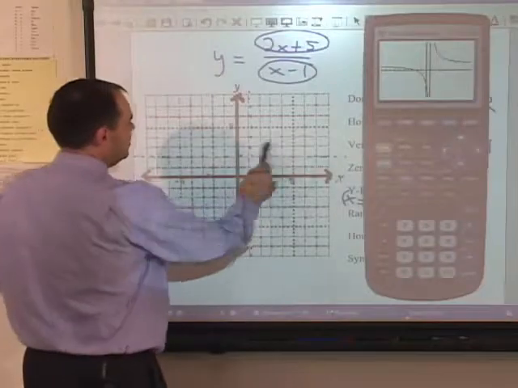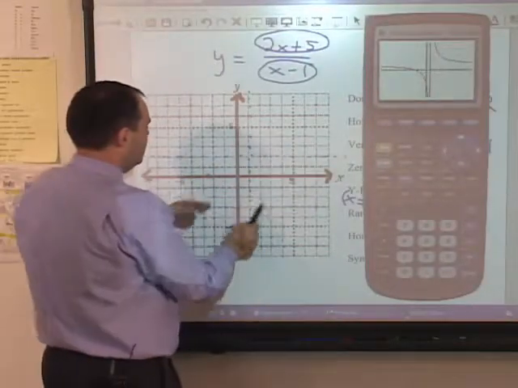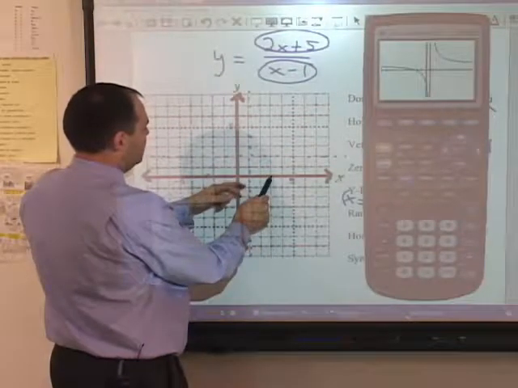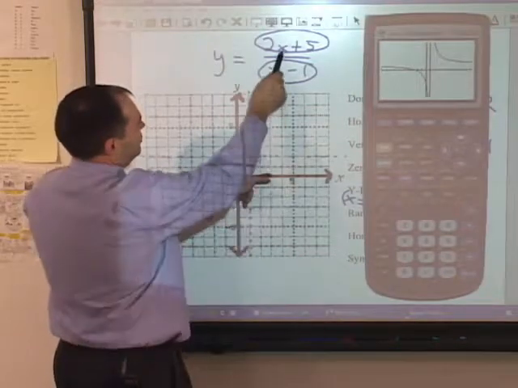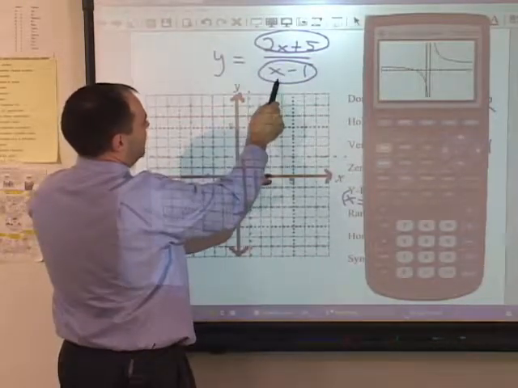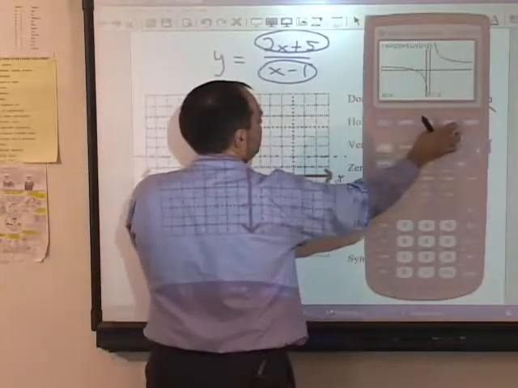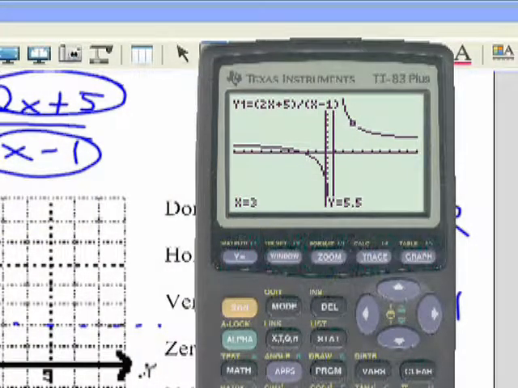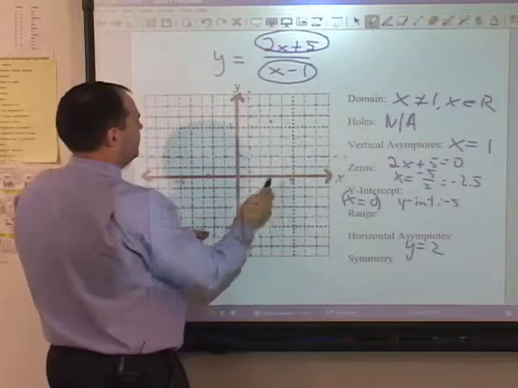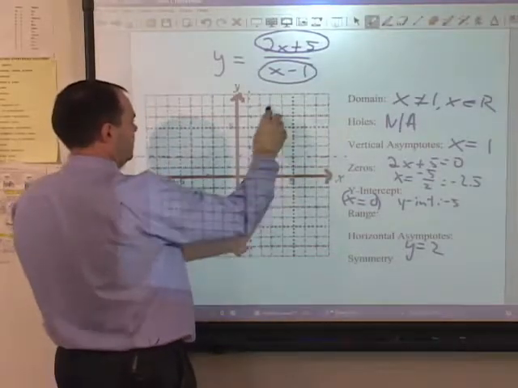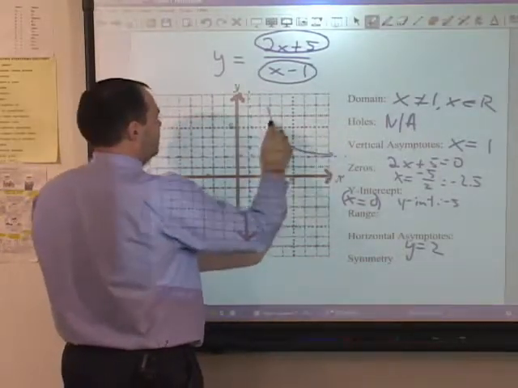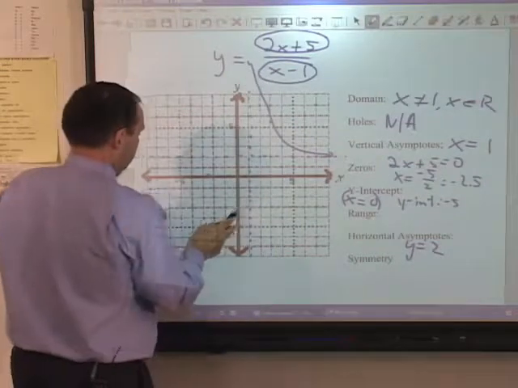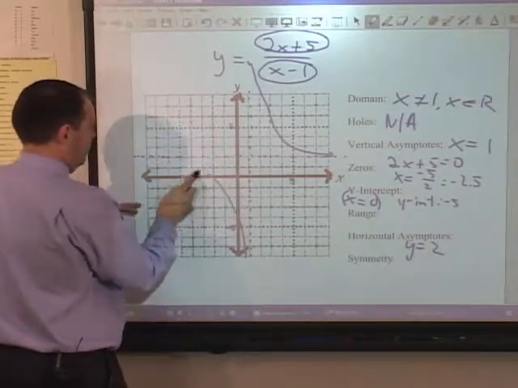Up in this section, I might want to have a point of accuracy. So I might want to know, for example, when x is 3, what's y? I could plug x equals 3 in here to figure out what that is. Or I could use my calculator and type in when x is 3, y is 5.5, just to give me a little bit of accuracy. And then following the pattern of what I saw, I know my graph is going to go up and look something like this.